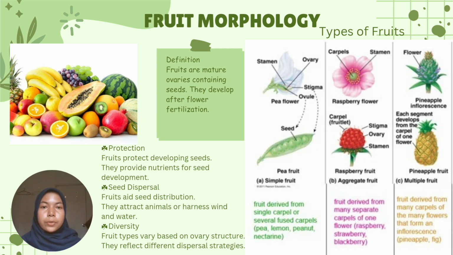Next, there are three types of fruit. First, simple fruit. Fruit derived from a single carpel or several fused carpels, such as pea, lemon, peanut, and nectarine. Second, aggregate fruit. Fruit derived from many separate carpels of one flower, such as raspberry, strawberry, and blackberry. Last, multiple fruit. Fruit derived from many carpels of many flowers that form an inflorescence, such as pineapple.